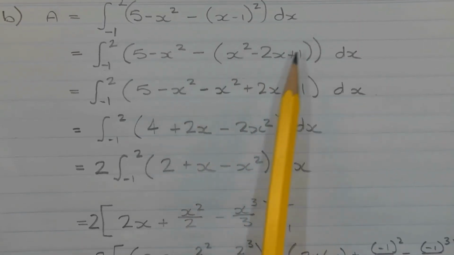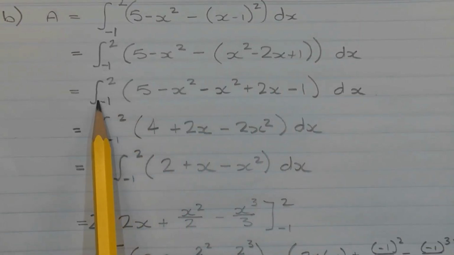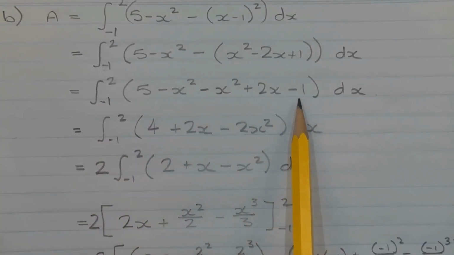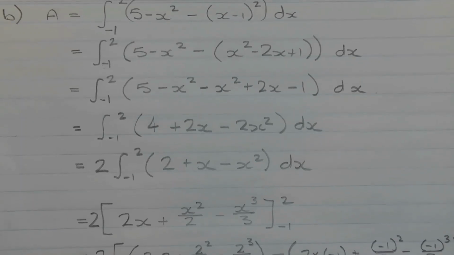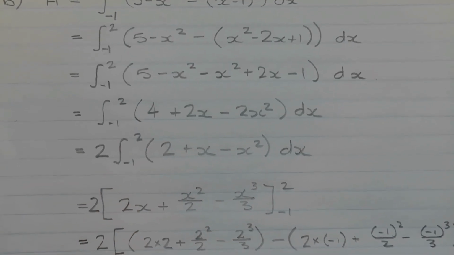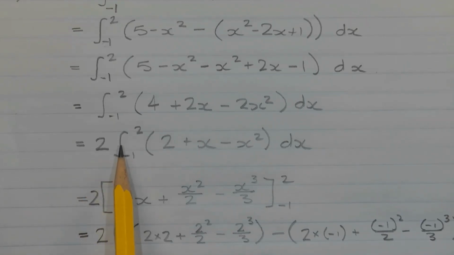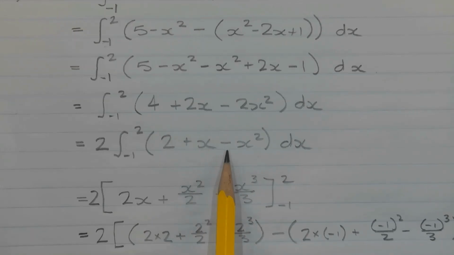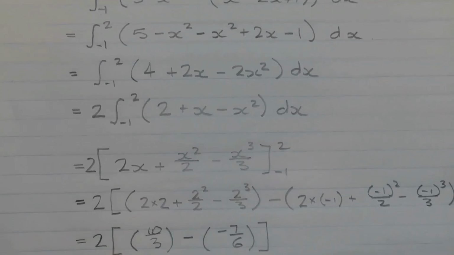So expanding the brackets, we get the area is equal to the integral from x equals negative 1 to x equals 2 of 5 minus x squared plus 2x minus 1 dx. Collecting the like terms, the integrand becomes 4 plus 2x minus 2x squared. Notice that all three terms of the integrand are divisible by 2. So factorizing out 2, placing it outside of the integral, which will make the integration a little easier, we get the area is given by 2 times the integral from x equals negative 1 to x equals 2 of 2 plus x minus x squared dx.